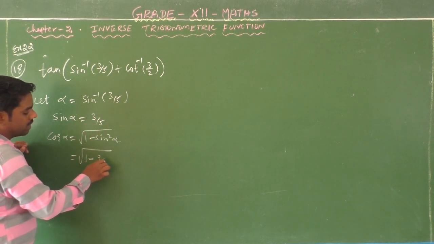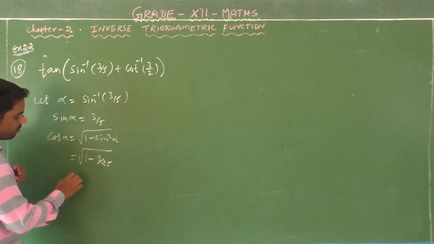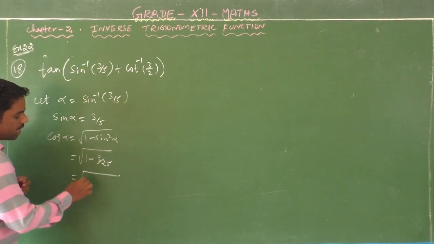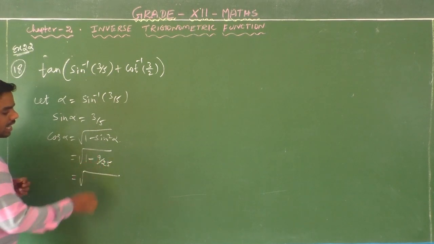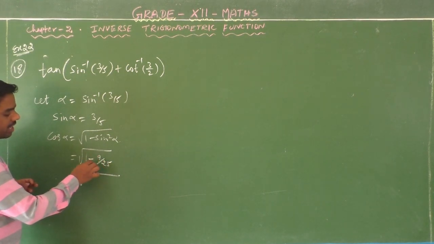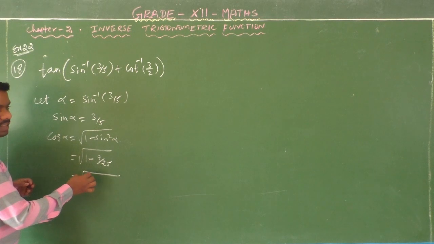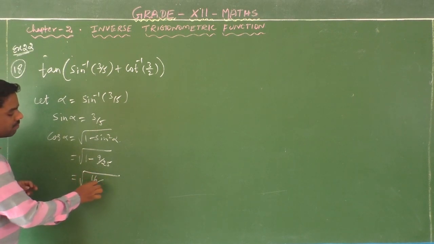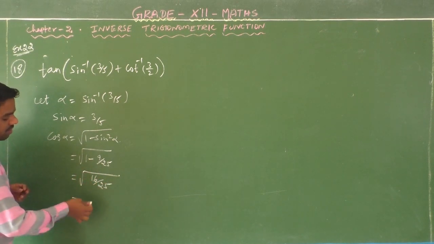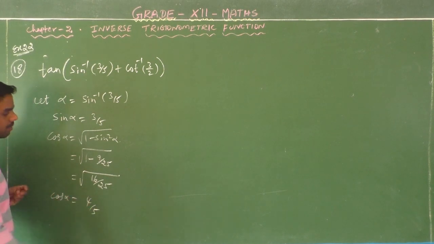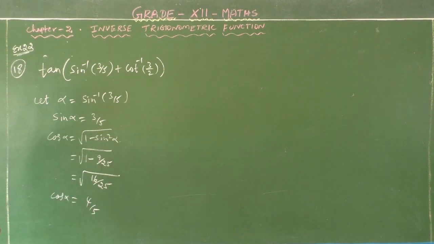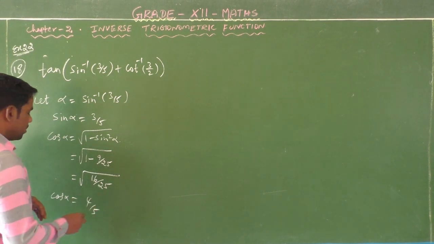9 by 25. So the square root of 1 minus 9 by 25. 1 minus 9 by 25 is equal to (25 minus 9) by 25, which is 16 by 25. Simplify this value: 4 by 5. So cos alpha is equal to 4 by 5.